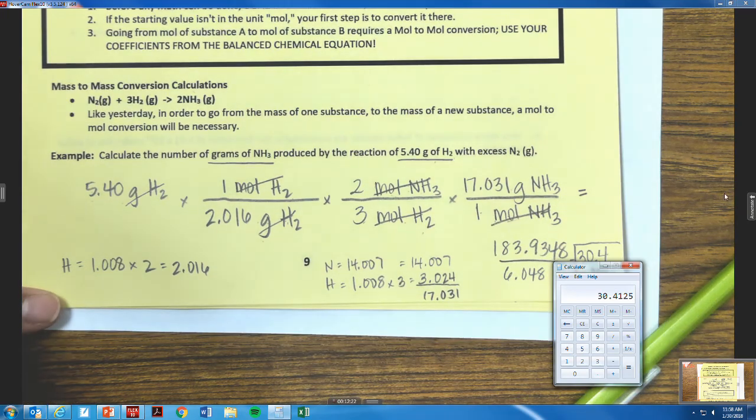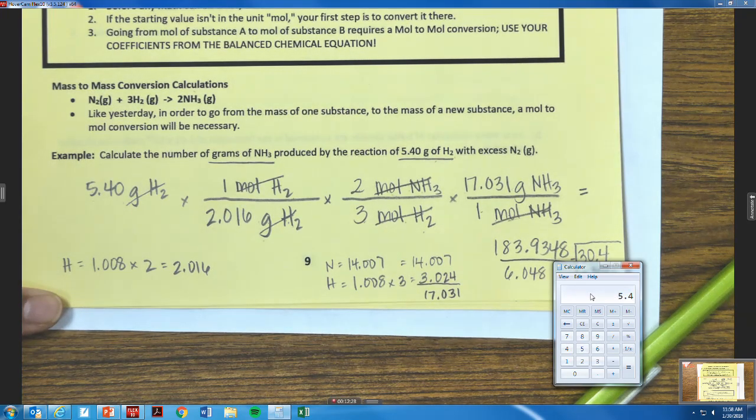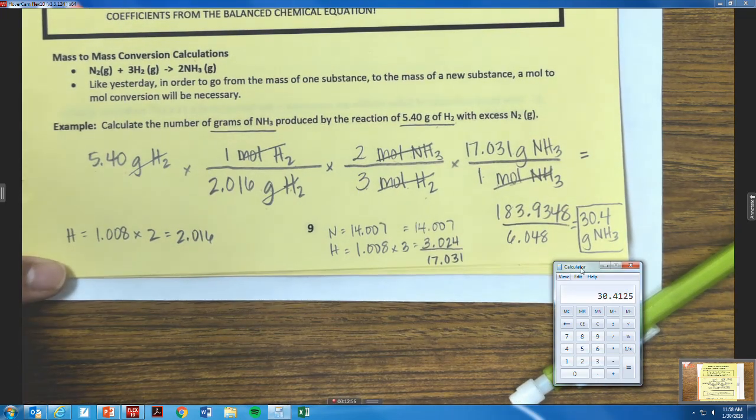I'm going to show you why that works. Let's go ahead and try 5.4 divided by 2.016, and push enter. Our next step is going to be to multiply by 2, enter, divide by 3, enter, then multiply by 17.031, enter. If you notice, I still get the same answer, 30.4125. I just did it one at a time.